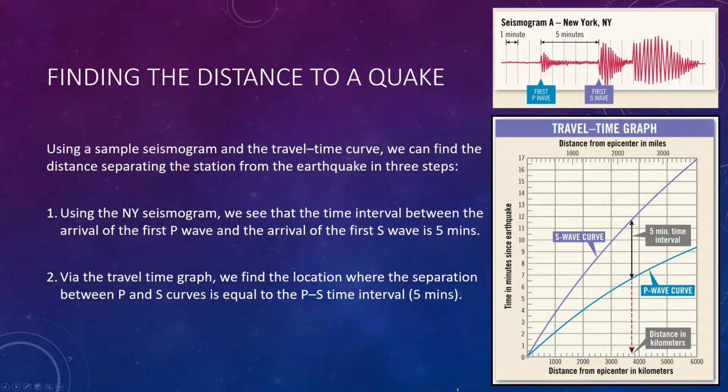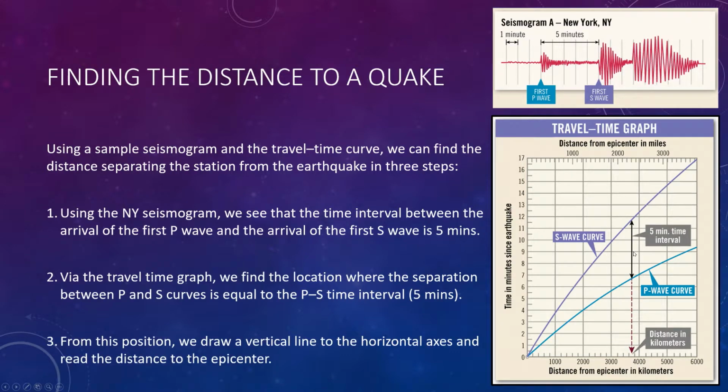Step 2, we now go to the travel time graph and find the location where the separation between P and S waves is equal to the time we came up with, about 5 minutes. So we're looking for anywhere on this graph where there's 5 minutes of separation between the 2 lines, which you find right here. For the final step, from that position, draw a dashed line straight down to the bottom, and that tells you roughly how far away the earthquake was.